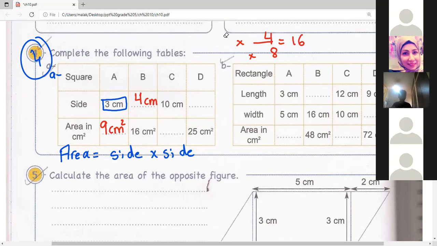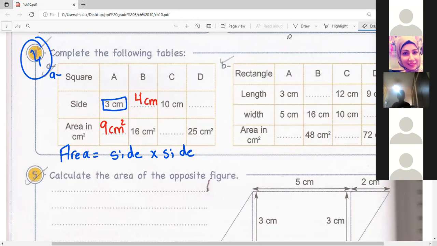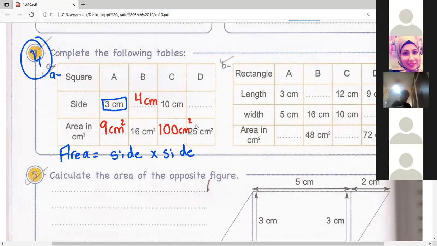Is it clear? Yes. Can you do part C now? Figure C, side 10, how will we find its area? It's a square. Side times side. So 10 times 10 is 100. Bravo, 100 centimeters squared. Thank you.